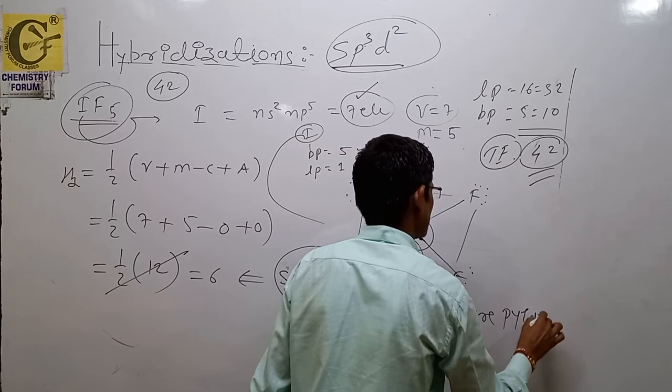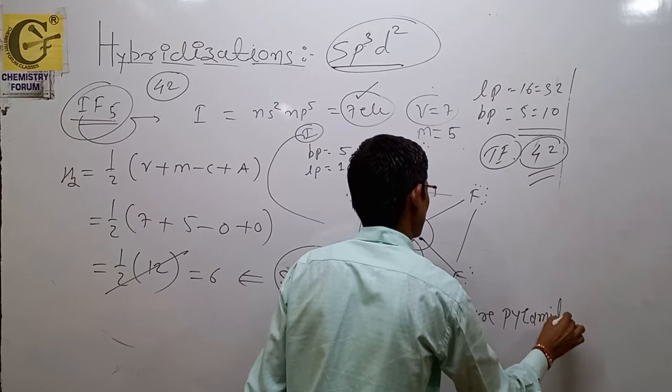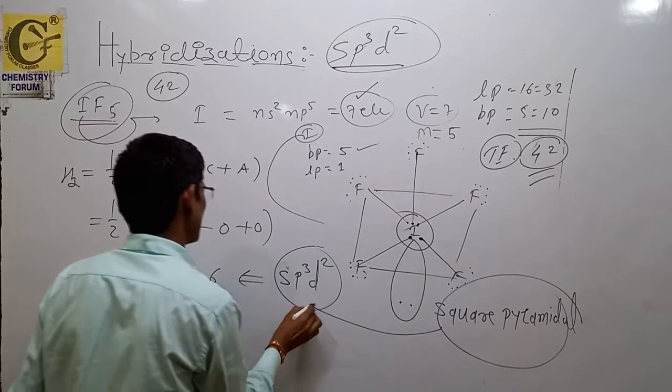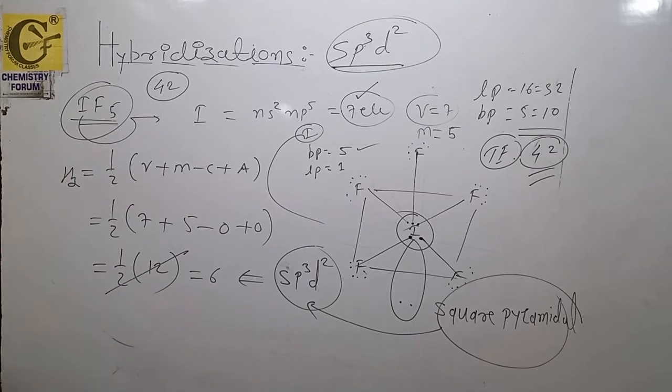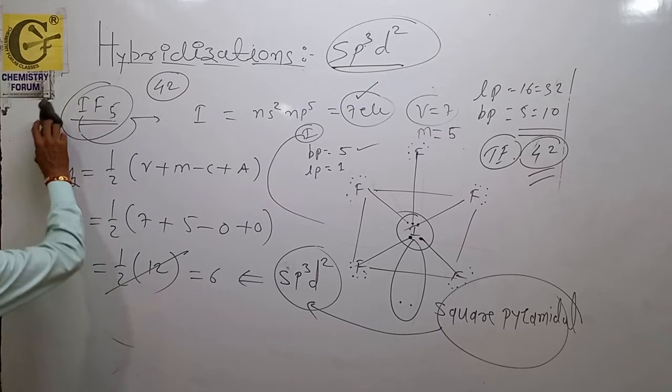This is called square pyramidal, and the hybridization is sp3d2. This molecule is called square pyramidal. Next example we discuss, which types of molecules again show square pyramidal geometry, that is ICl5.